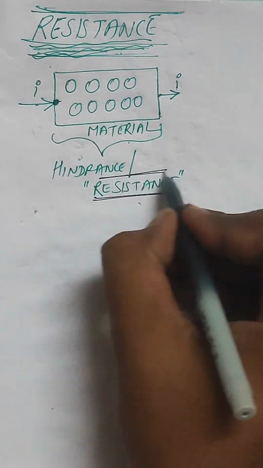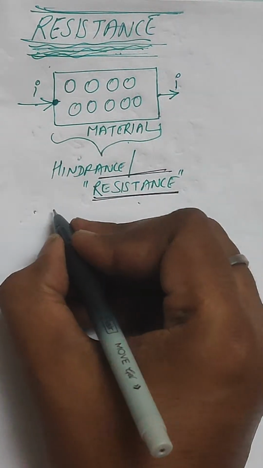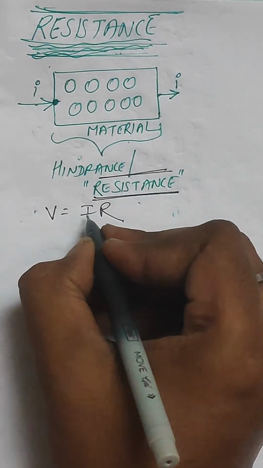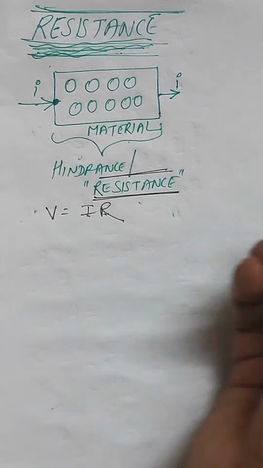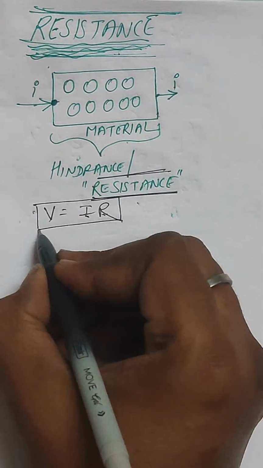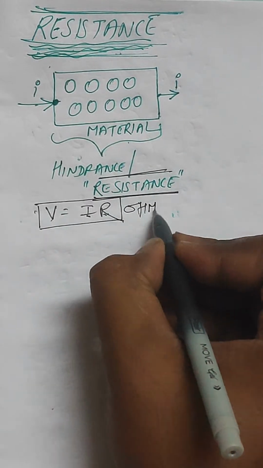So basically the resistance can be defined as follows. I'm assuming that under Ohm's law we have already discussed that V equals IR, right? That means it is inversely proportional to the current and directly proportional to the voltage, right? So this is one of the relations which we are understanding and knowing.